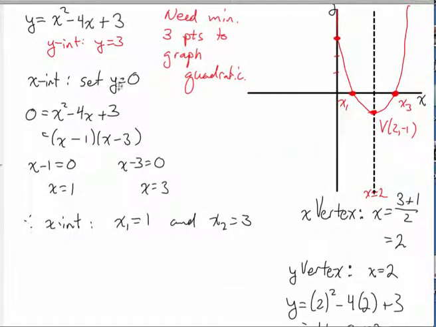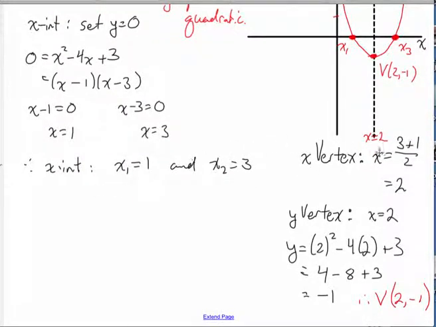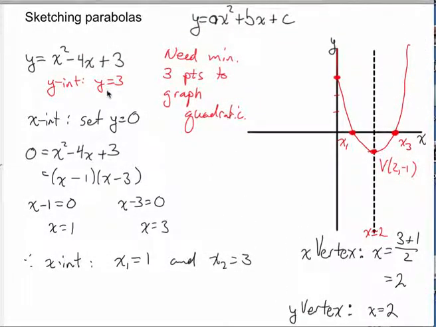So for us, how to sketch parabolas: find any 2 symmetrical points. I recommend the x-intercepts if you can find them. And then use the x-intercepts to find your vertex. And then you're done. If you want, you can use the y-intercept to get a 4th point.